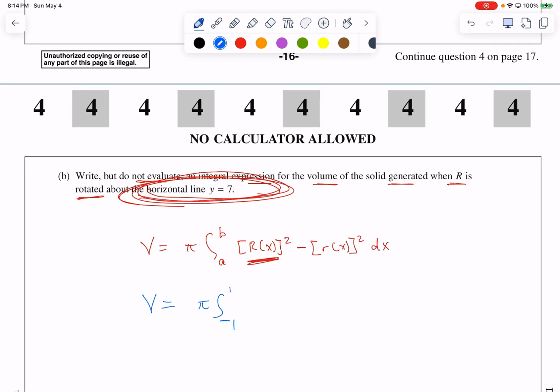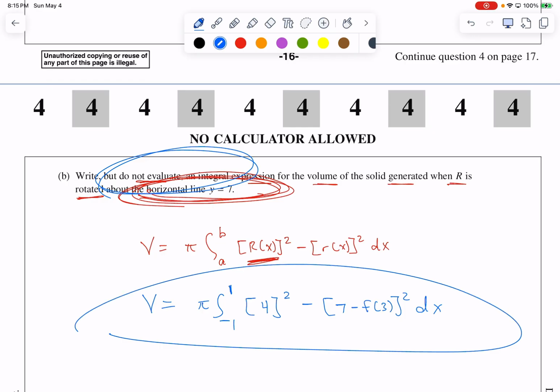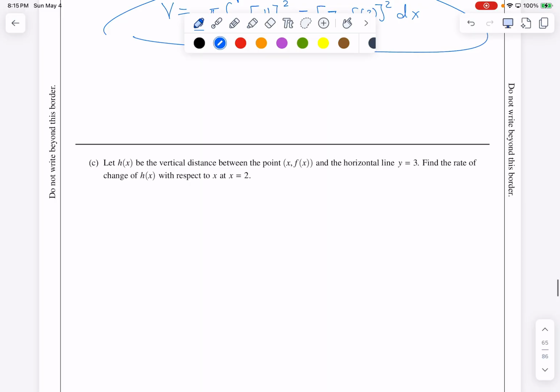Now if you do the outer radius, what was the outer radius? 4 squared, minus, there's another point. Minus what? There's your other point. There's 3 points. You don't have to simplify. It says write, but do not what? You are done. That wasn't so bad. Part C.